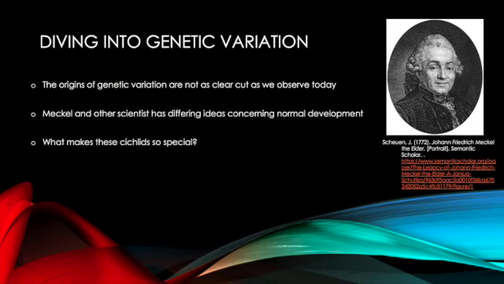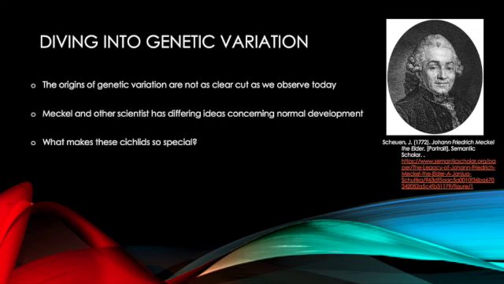The scientific community didn't always have the knowledge like we do today. So let's dive into the history of how scientists were able to come up with the accurate terms for genetic variation like we see in the case for the African cichlids. Of course, like much of science, the history of what we've come to know as genetic variance is not so clear-cut like we observe today.